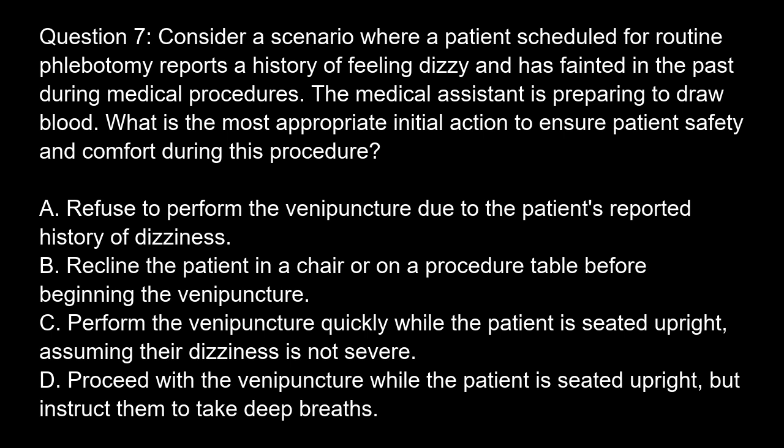Option A. Refuse to perform the venipuncture due to the patient's reported history of dizziness. Option B. Recline the patient in a chair or on a procedure table before beginning the venipuncture. Option C. Perform the venipuncture quickly while the patient is seated upright, assuming their dizziness is not severe. Option D. Proceed with the venipuncture while the patient is seated upright, but instruct them to take deep breaths.